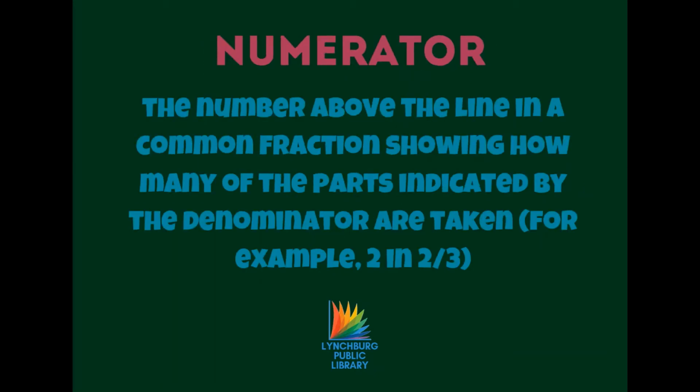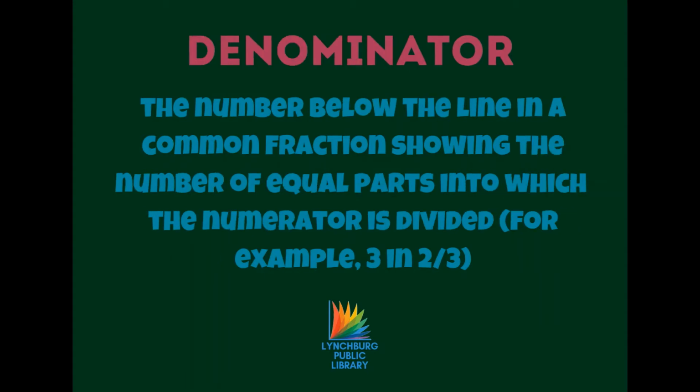The numerator is the number above the line in a common fraction, showing how many of the parts indicated by the denominator are taken. For example, 2 is the numerator in 2/3. The denominator is the number below the line in a common fraction, showing the number of equal parts into which the numerator is divided. For example, 3 is the denominator in 2/3.